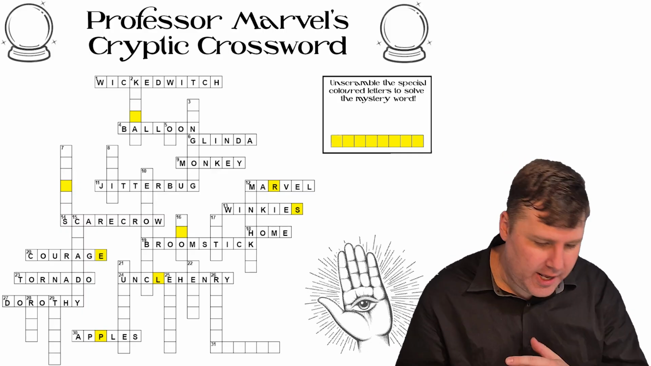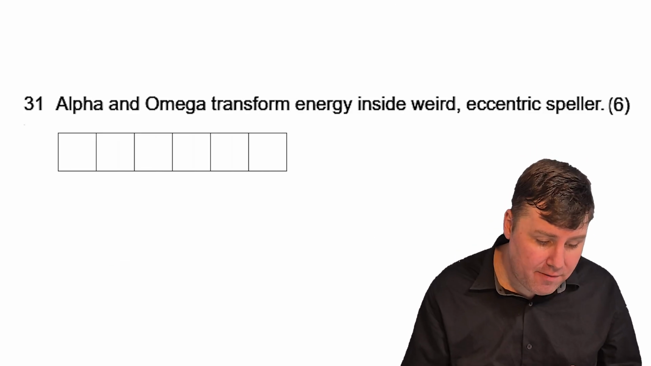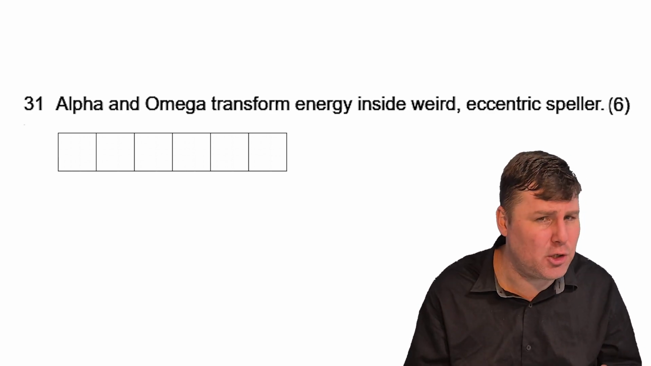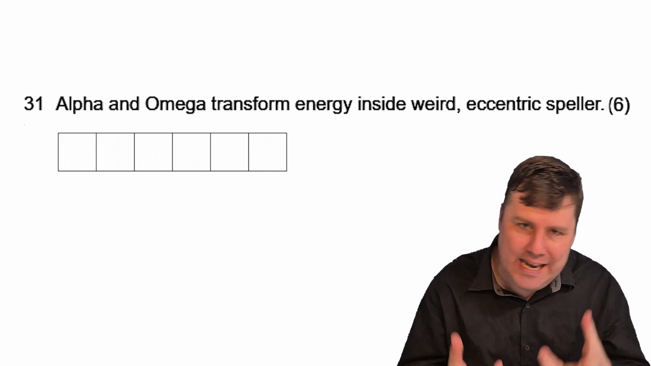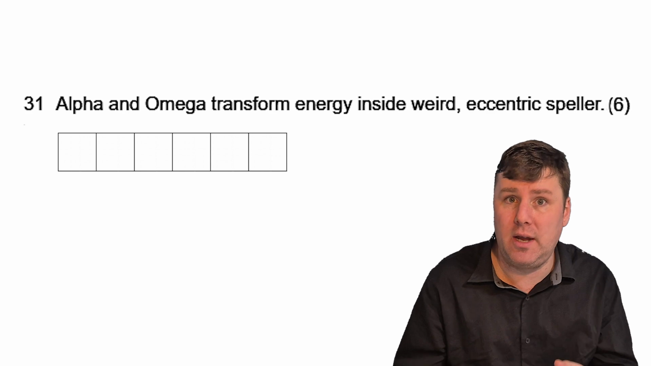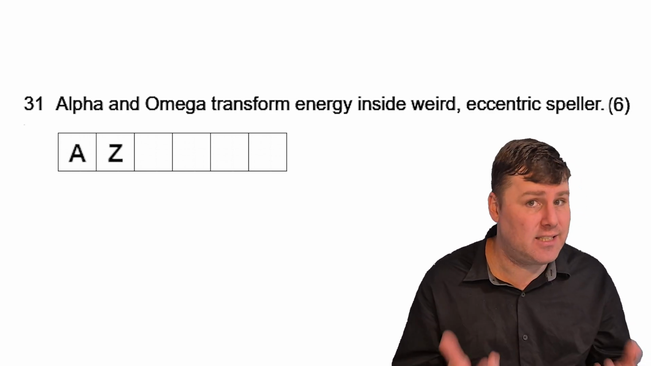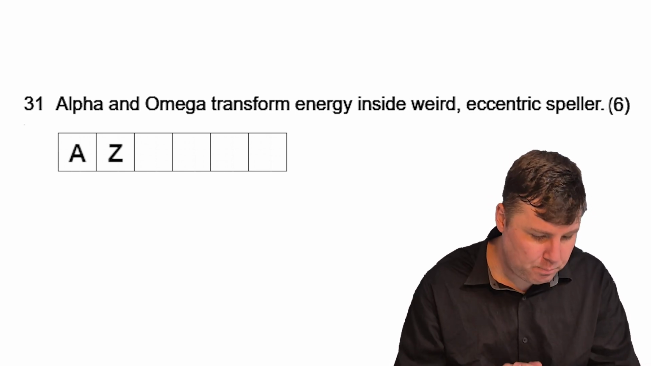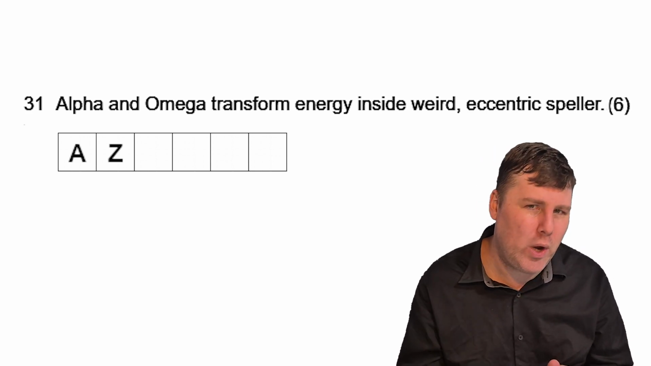Apples! Alrighty, we've reached the end of our across clues now with number 31. "Alpha and Omega transform energy inside weird eccentric speller." Now, alpha and omega, transforming energy, we're getting a kind of mystical vibe here. But if you think instead in terms of Greek letters, alpha and omega are A and Z from the alphabet. So that's two letters that we've got here to play around with.